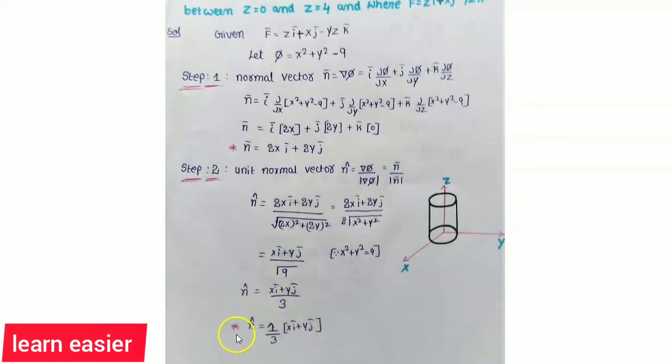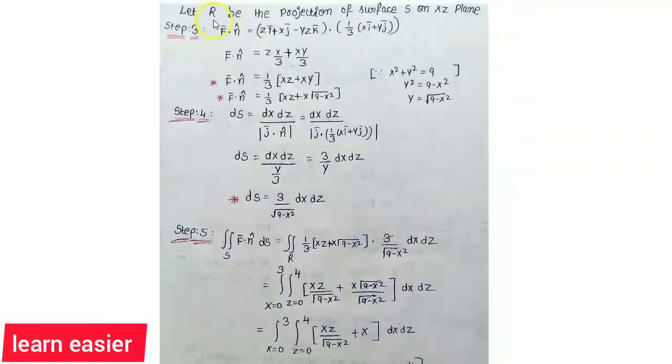So finally we found n bar in step 1, and in step 2 we found that the unit normal vector n cap is 1 by 3 into (x i bar plus y j bar). Now we will follow the third step. What is the third step? We have to find f bar dot n cap. Now you can see here we have taken the projection of the surface on the xz plane. Let R be the projection of the surface on the xz plane, because the question itself gives the z limits. That's why we have taken the xz plane instead of the xy plane.